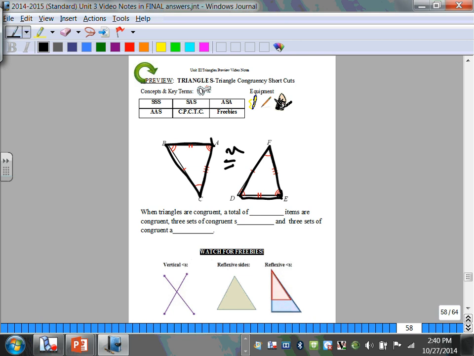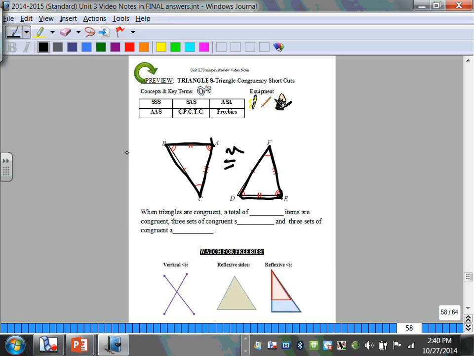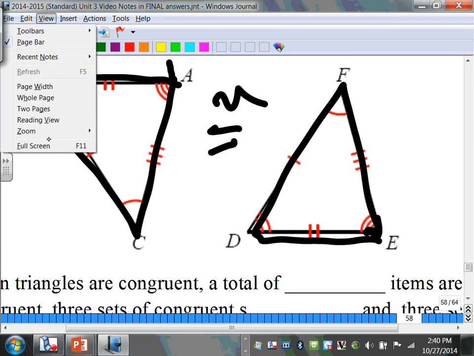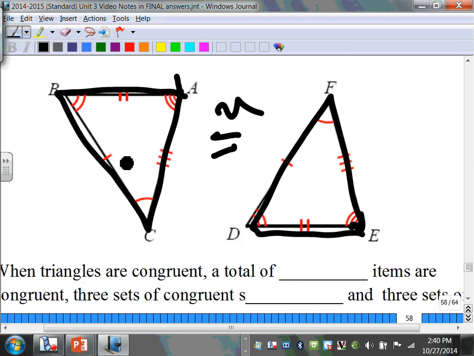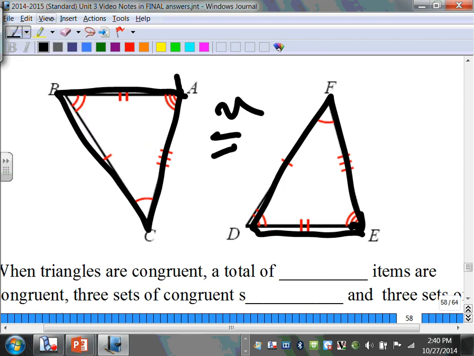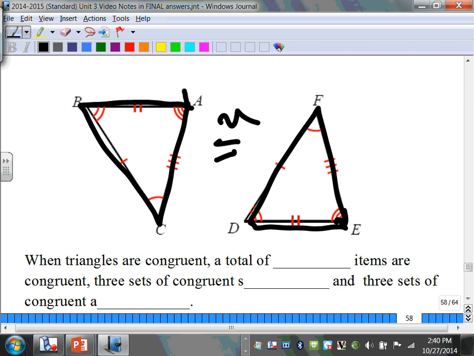And when the triangles are congruent, we have a total of 6 items equal. 6, if you look carefully. Whoop, too big. Backtrack just a little bit. Okay, we have a total of 6 items equal.